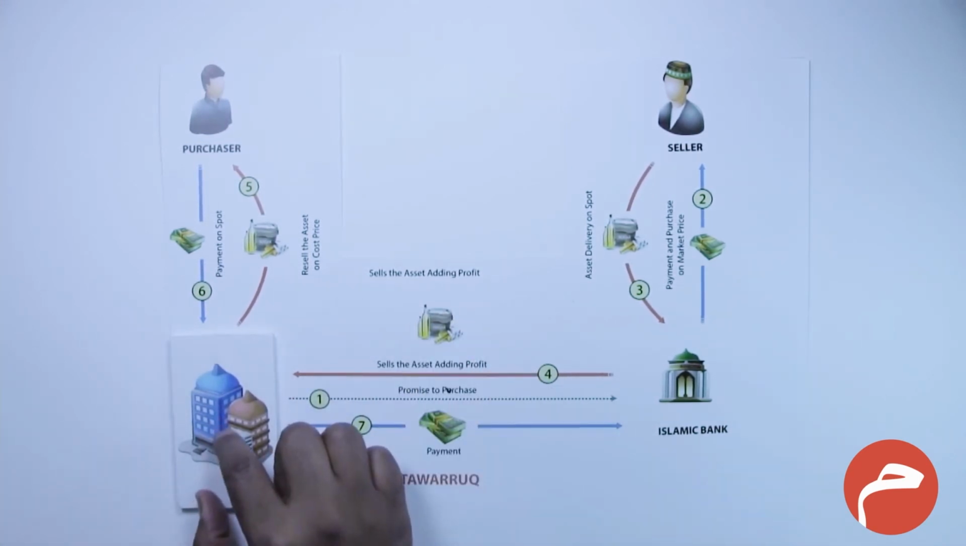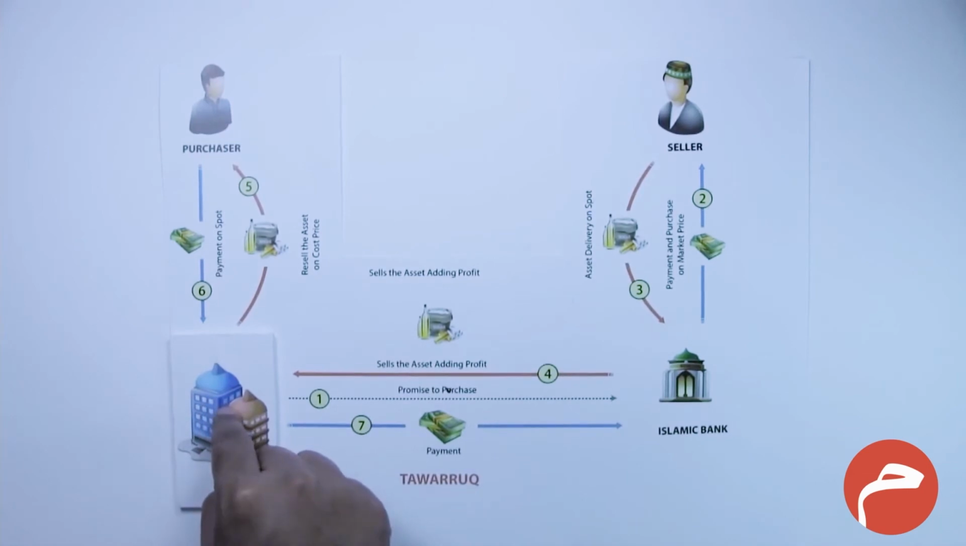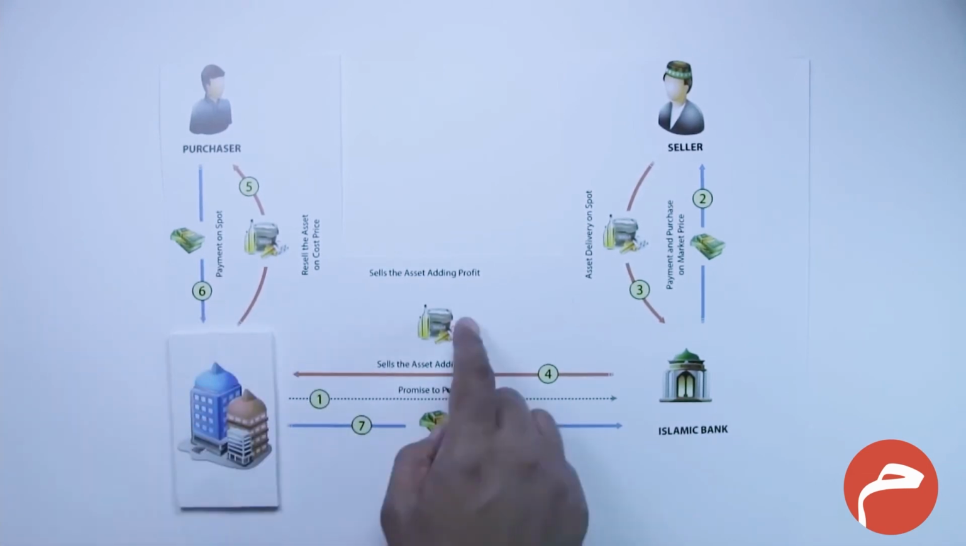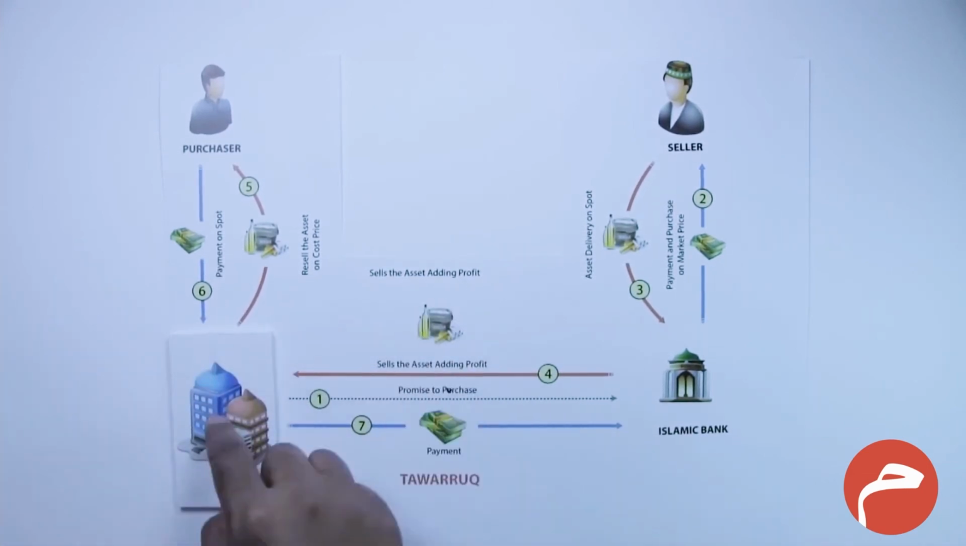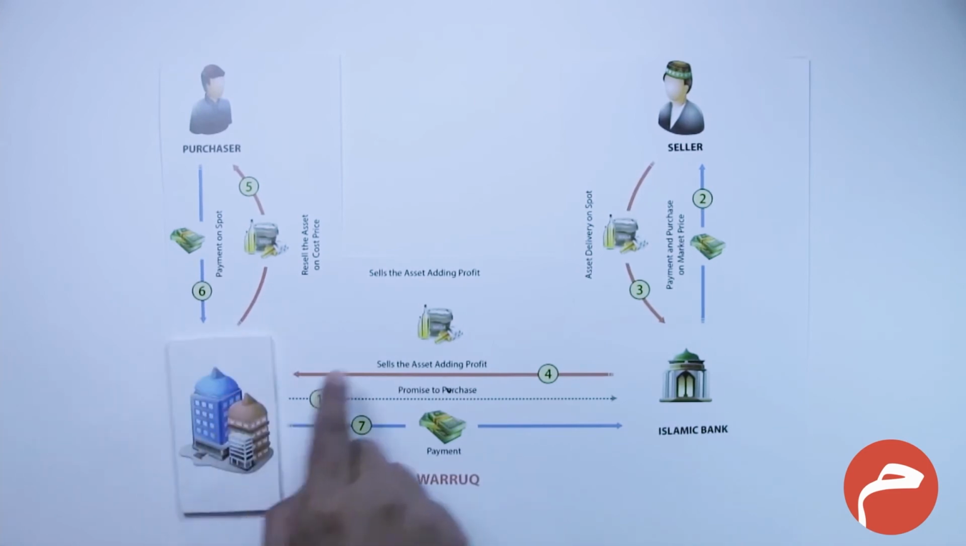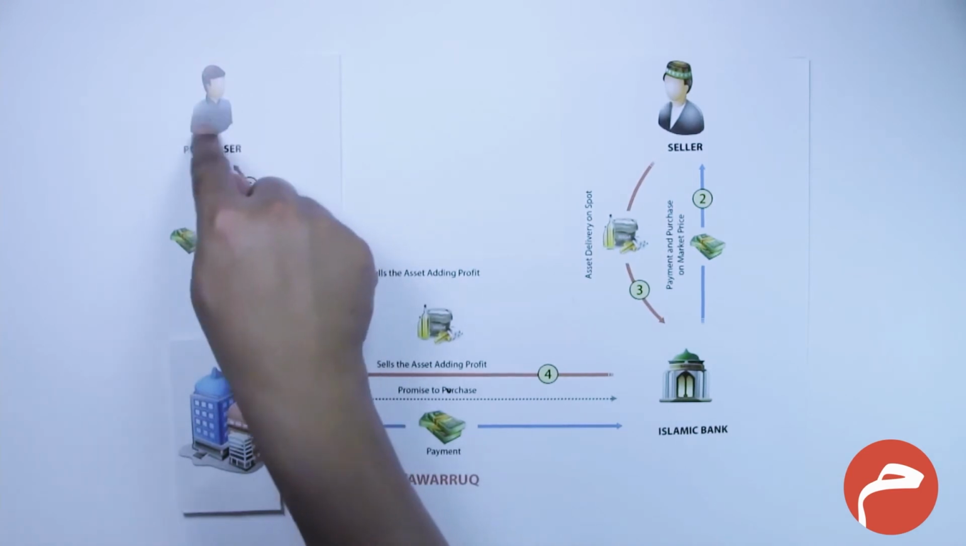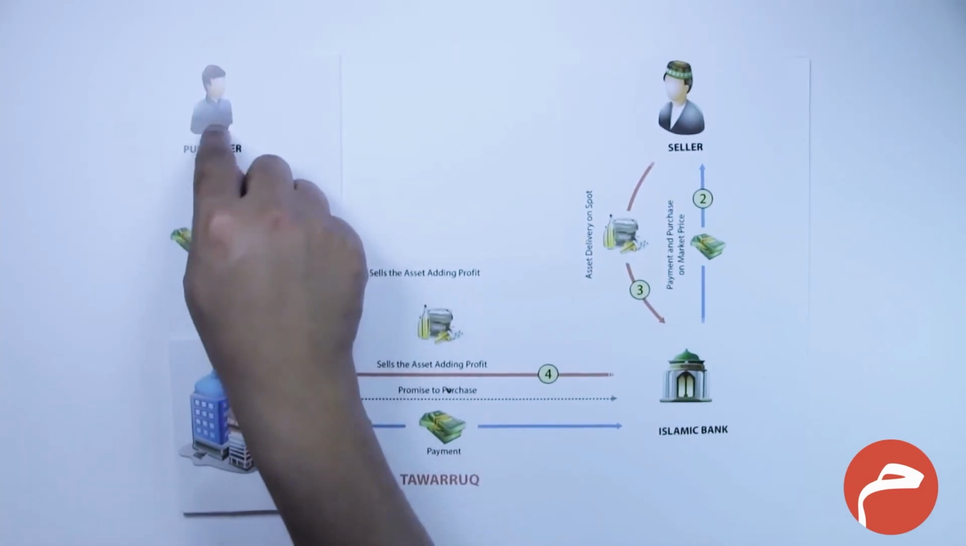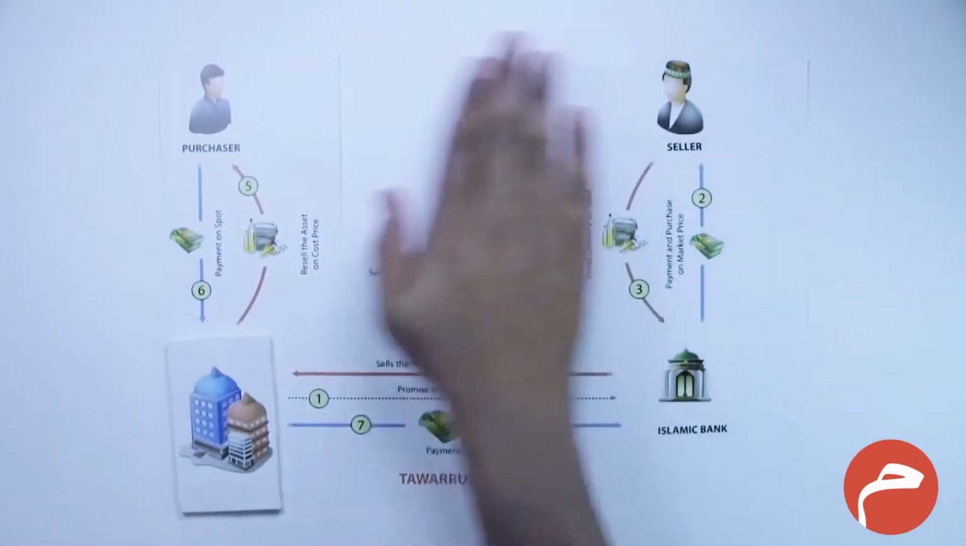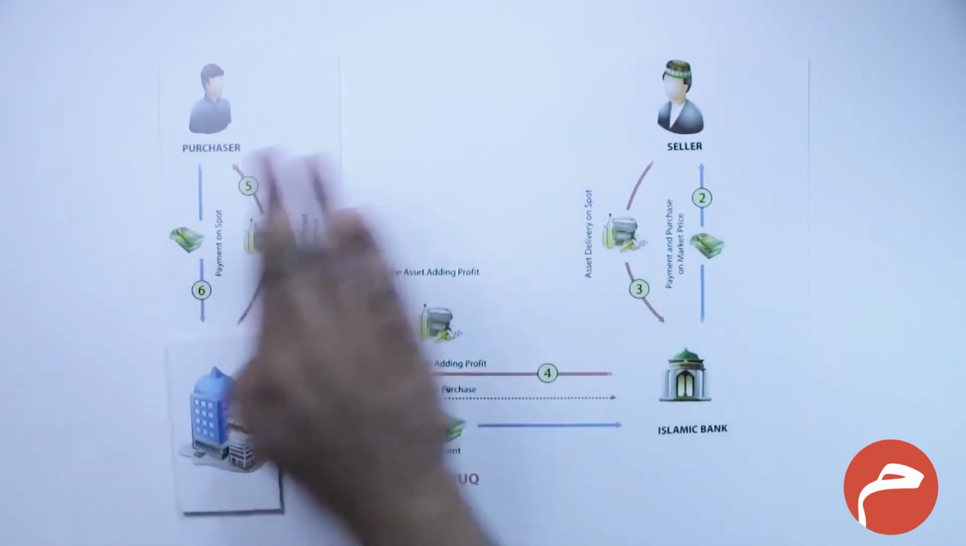Now, what the company will do is that this company needs cash. This company is not requiring the commodities. So what this company does is that it would sell these commodities to another purchaser. Now, this purchaser has to be different. This purchaser cannot be the seller. They both have to be totally different legal entities.